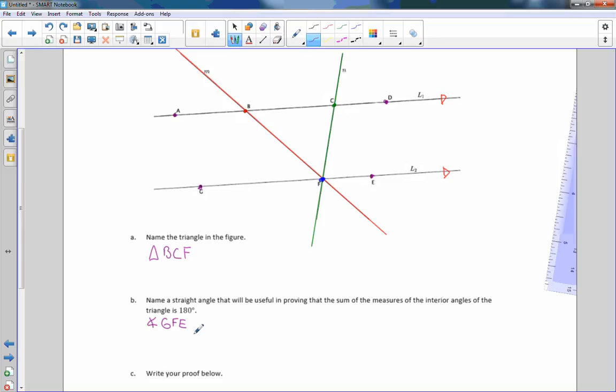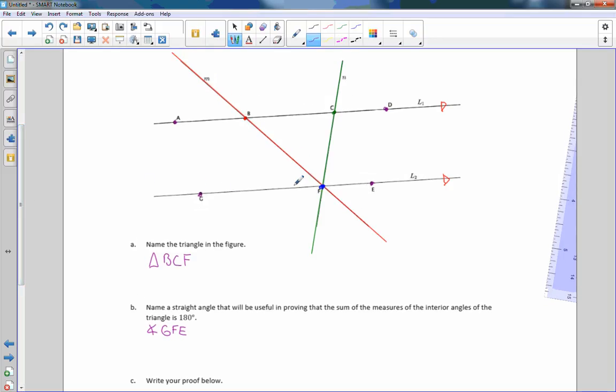Okay, so we want to show that the sum of the measures of the interior angles of a triangle is equal to the measure of a straight angle. So we're going to use what we learned before from the first exploratory challenge to find that the interior angles add up to 180 degrees.